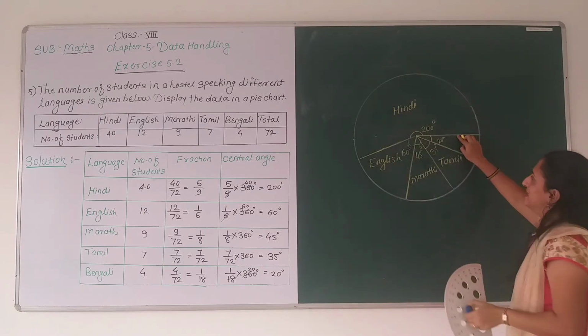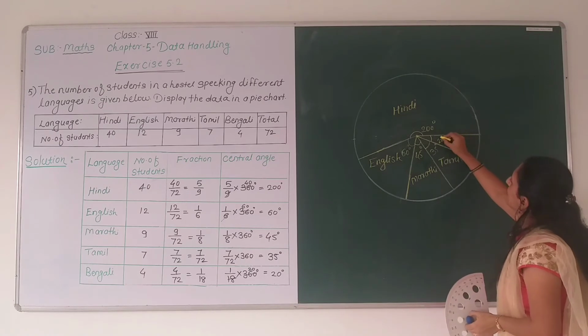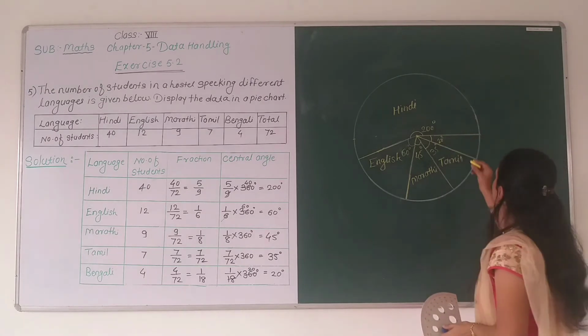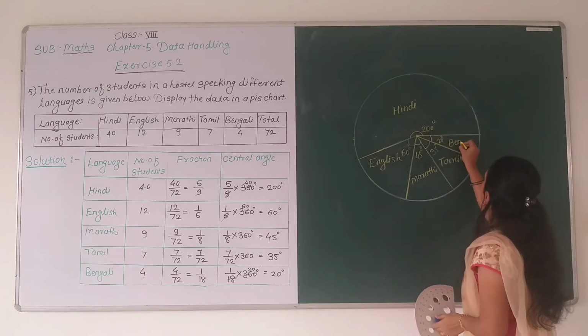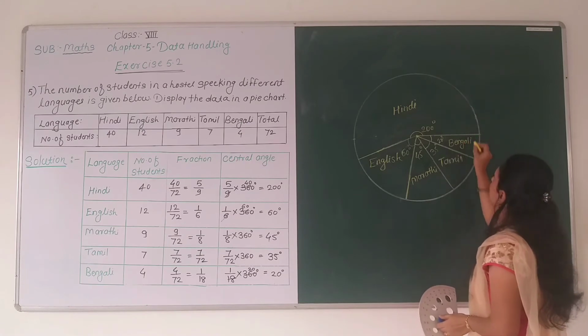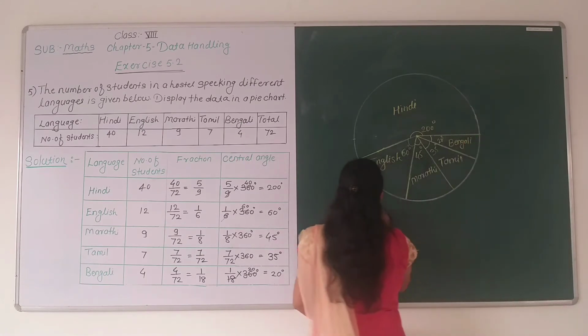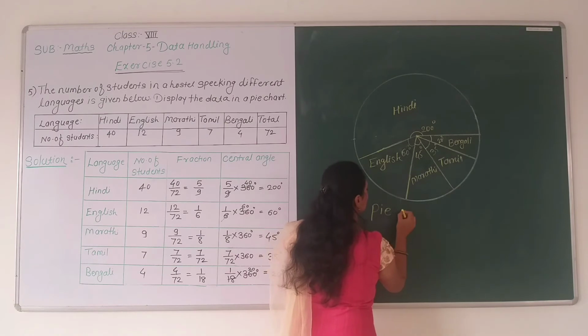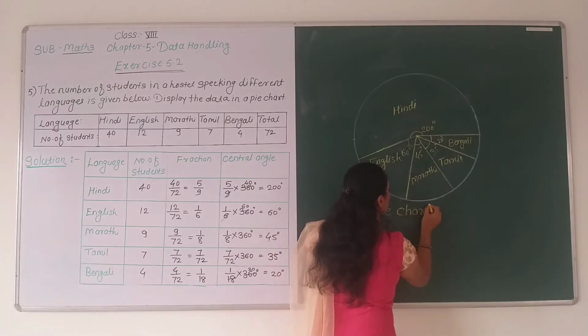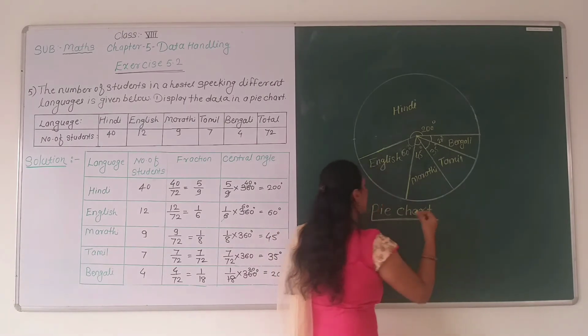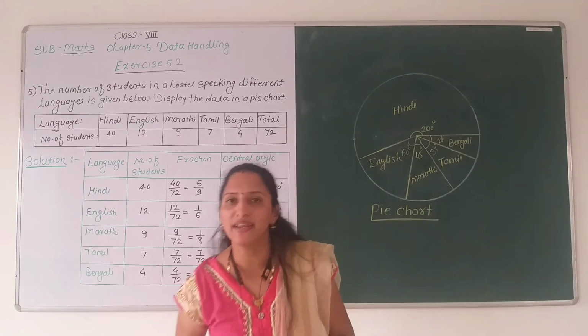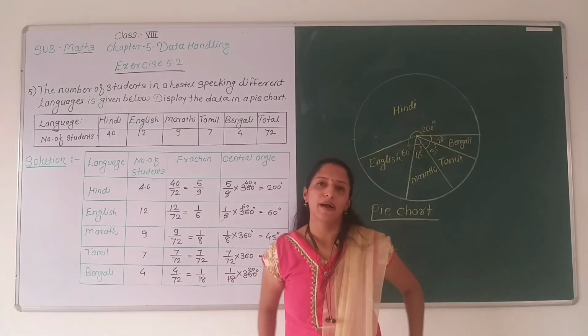Exactly 20 degrees. That means our pie chart is correct. So this is for the Bengali language. So this is our pie chart. This graph is known as a pie chart.